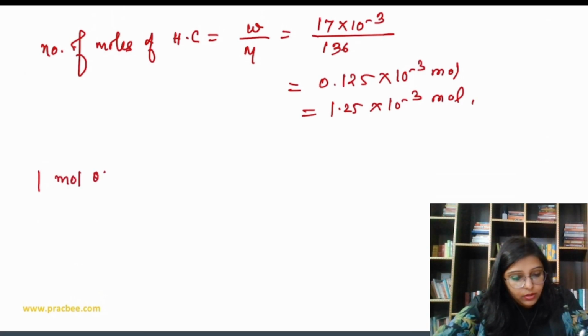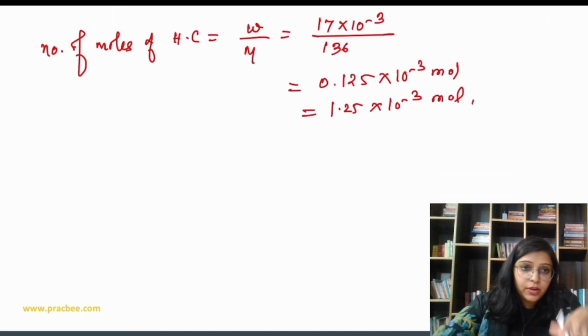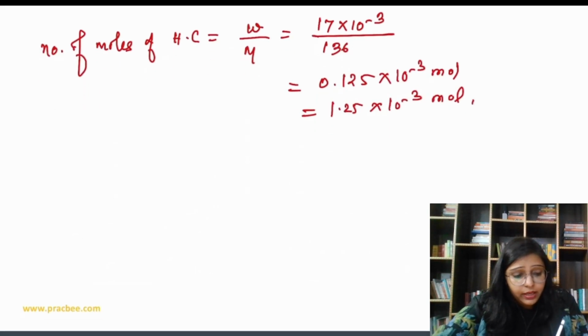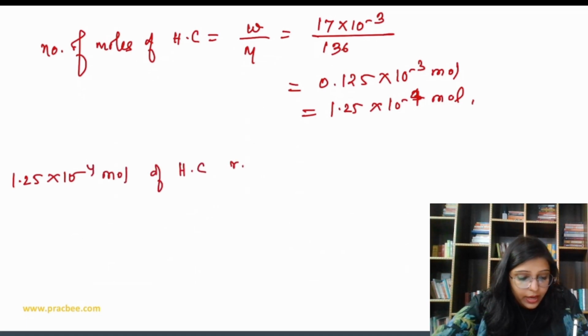The point is, the question says that this many moles of hydrocarbon require 8.40 ml of hydrogen, right? The question is this: 17 milligram of a hydrocarbon takes up this much gas. So it means what we can say is that 1.25 into 10 to the power minus 4 mole of hydrocarbon requires how much? 3.75 into 10 to the power minus 4 mole hydrogen gas.